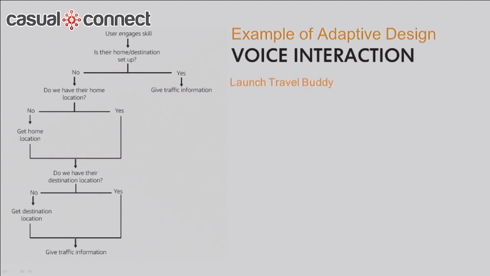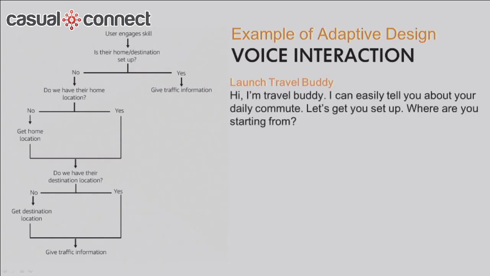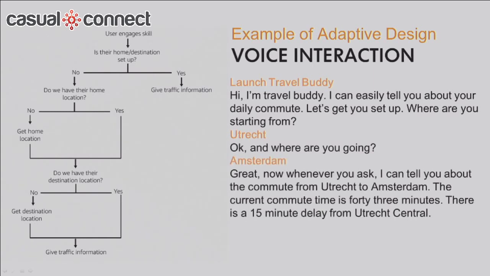So the user says, launch Travel Buddy. Travel Buddy says, do we know their starting or end point? Well, actually, no. So let's ask. Hi, I'm Travel Buddy. I'll tell you about your daily commute. Where are you starting from? Utrecht. Wonderful. Where are you going? Amsterdam. Hey, now that I know where you're coming from and going, I can tell you about your commute when you launch. Your current commute is 43 minutes because there's a 15-minute delay at Utrecht Central.